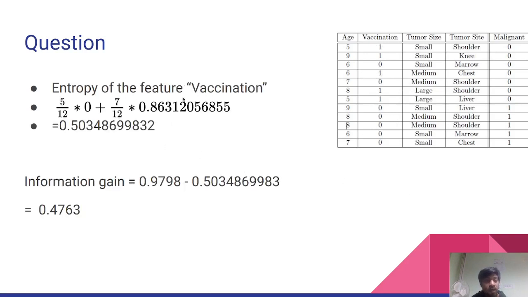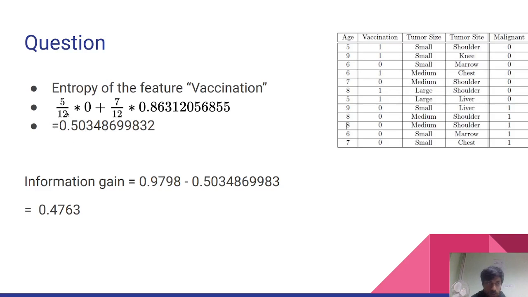The total entropy of the feature vaccination is 5 by 12 into 0, because 5 is the number of 1s here, and the entropy when vaccination equals 1 is 0, plus 7 by 12, where 7 is the number of 0s and 12 is the total, into the entropy when the vaccination value is 0. If we take the average, this is 0 plus 7 by 12 into this, and the value will come out to be 0.5034.